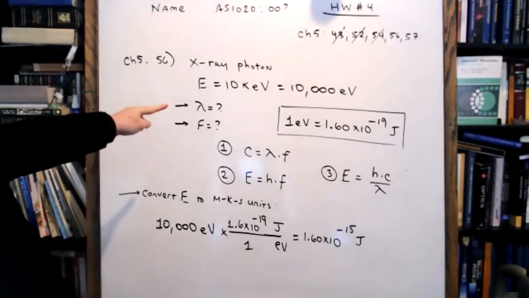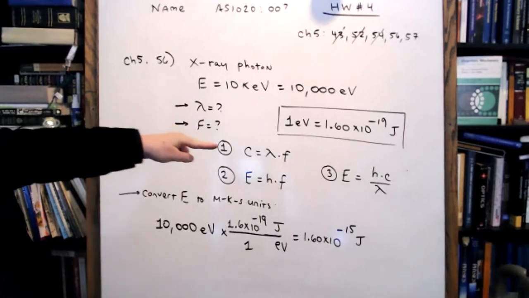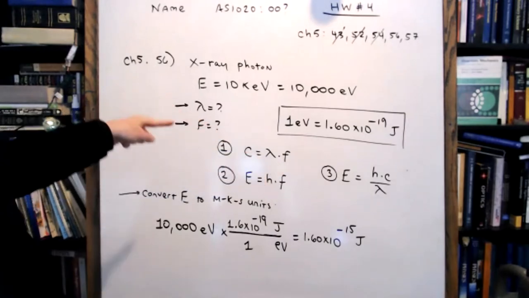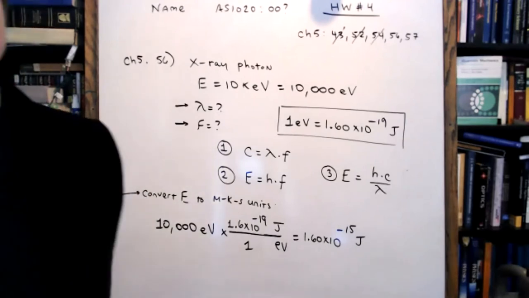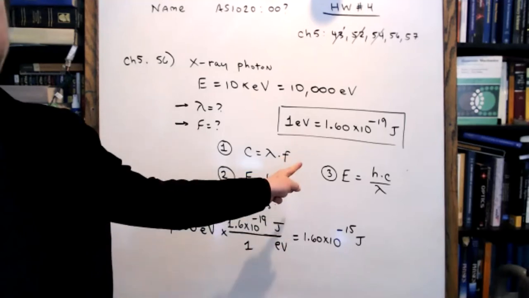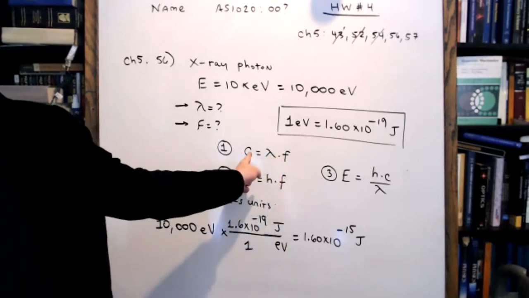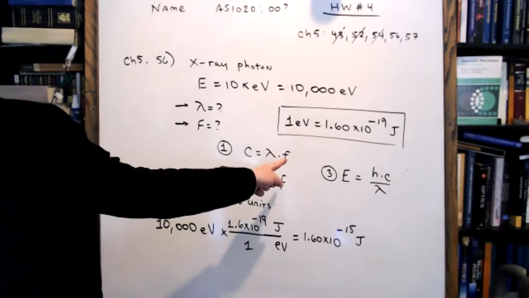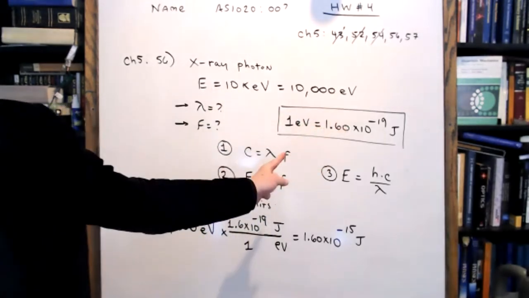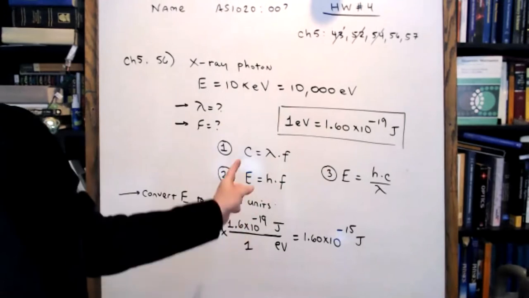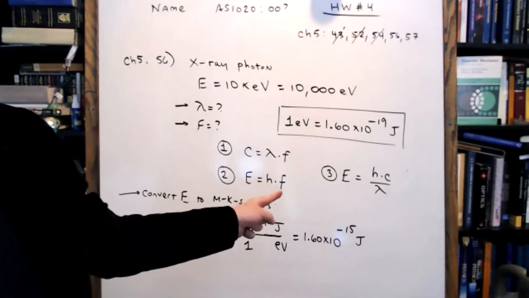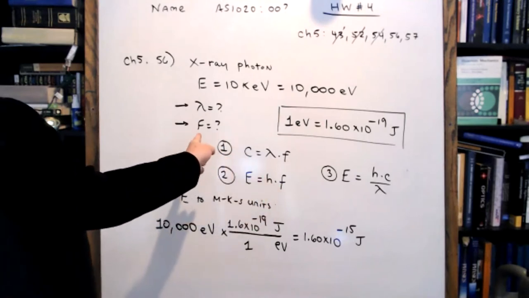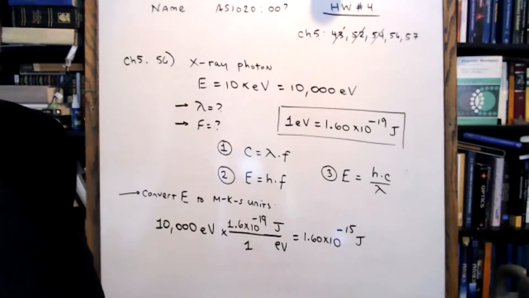Let's deal with the wavelength first. Which of our three formulas will be most beneficial for getting the wavelength? The first one? That gives you wavelength in terms of frequency. The speed of light is known, but we don't know what the frequency is yet. We were just given the energy. So this is not helpful. Is it two? Two gives us the frequency in terms of the energy. That will be useful for the frequency part, but I want to tackle the wavelength first. All right, so probably 3.